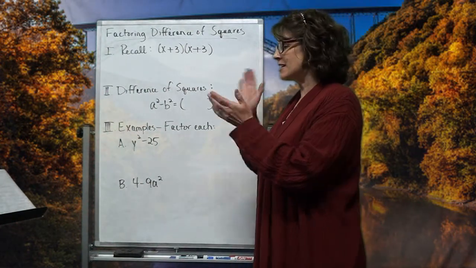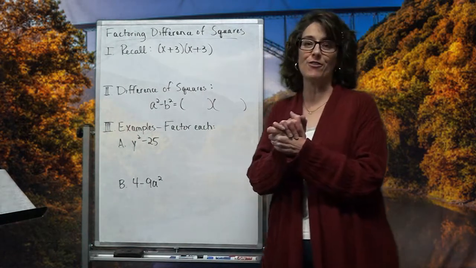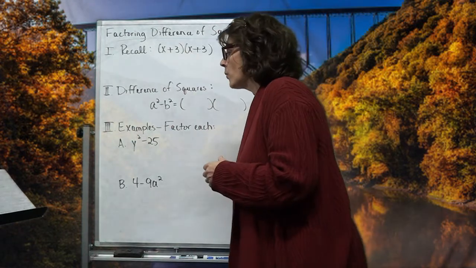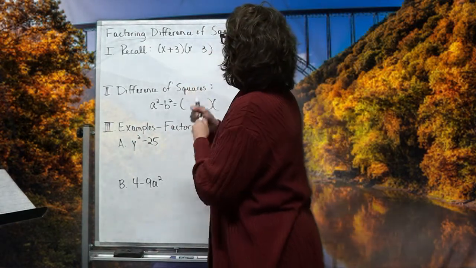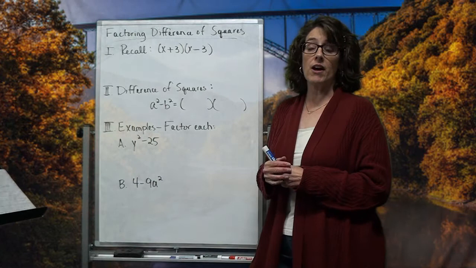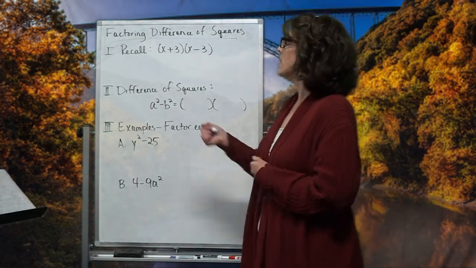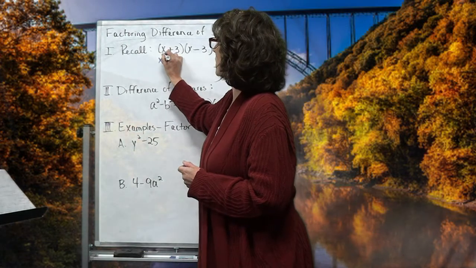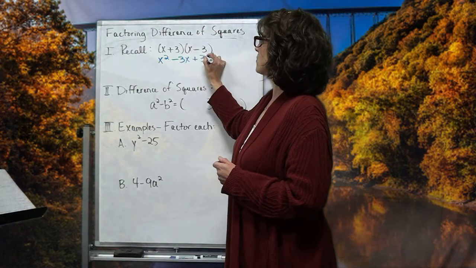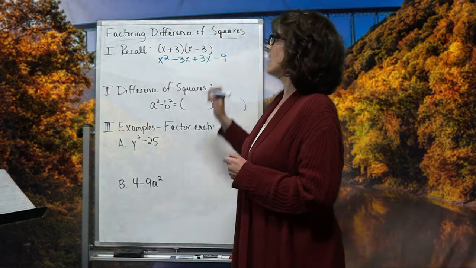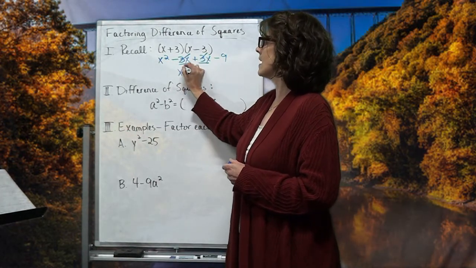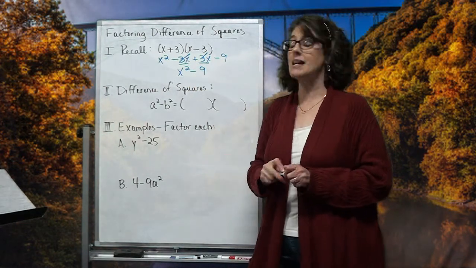Let's rock our way into factoring difference of squares. When you factor difference of squares, first we need to recall what it means. Here we go: (x + 3) times (x - 3). When you see something like that, you know you're going to FOIL or extend a distributive property. x times x is x squared, x times negative 3 is a negative 3x, 3 times x is a positive 3x, and 3 times negative 3 is a negative 9. When you combine these like terms, they cancel out because they have opposite signs, and I'm only left with x squared minus 9.